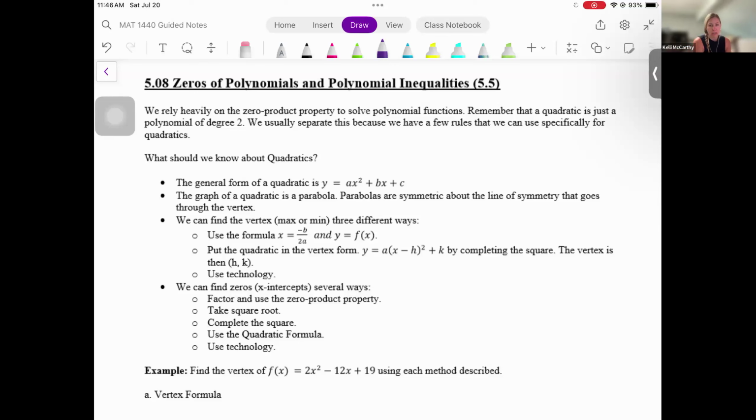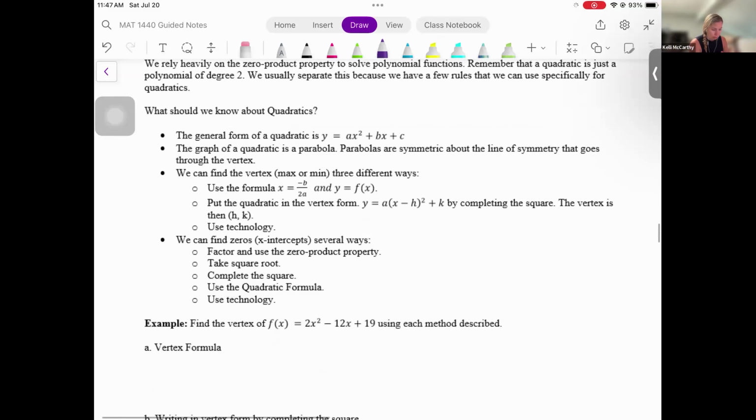Remember that a quadratic equation is exactly a polynomial. It's just a polynomial of degree 2, but we usually do separate quadratics from polynomials because we have a few rules that apply specifically to quadratics. So let's just do a quick review of quadratics. We've seen this many times in this class. You've seen it in previous classes. So this hopefully is a nice review.